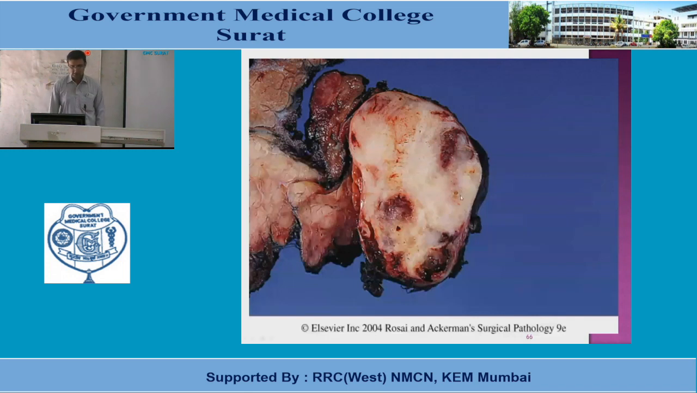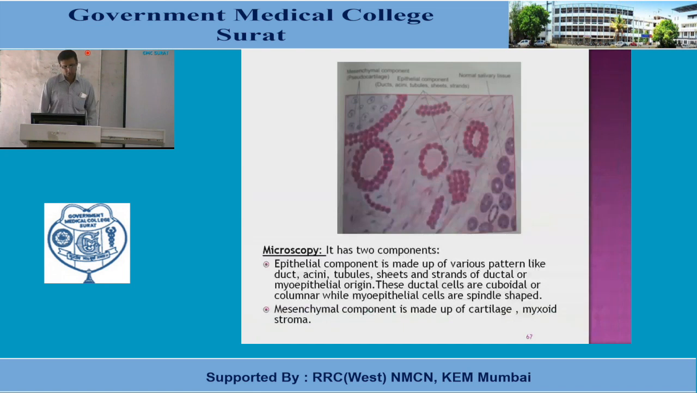See, this is a pleomorphic adenoma. Gross examination, lobulated mass arising from myoepithelial and epithelial components. Here there is a microscopic examination. Epithelial component is made up of various patterns like ducts, acini, tubules, sheets and strands of ductal or myoepithelial origin. These ductal cells are cuboidal or columnar, while myoepithelial cells are spindle shaped.